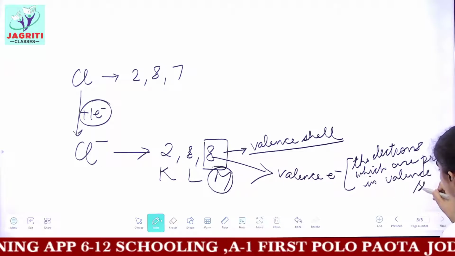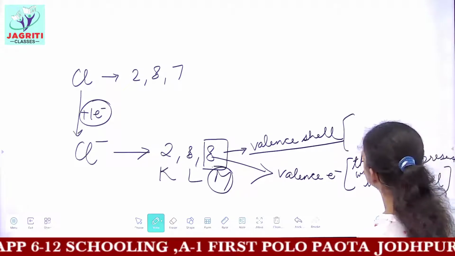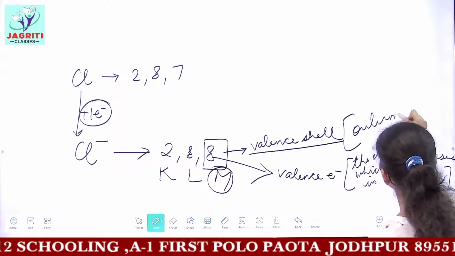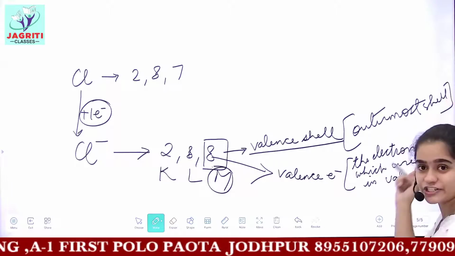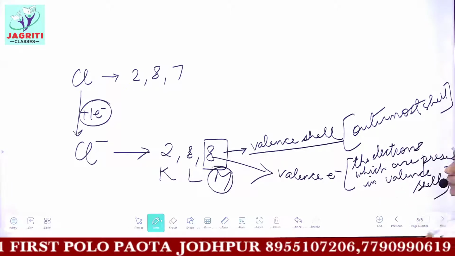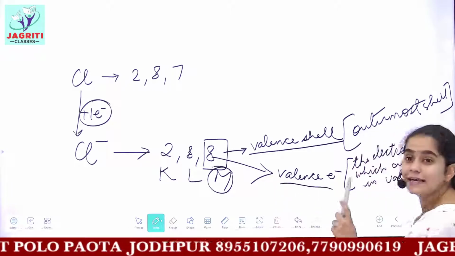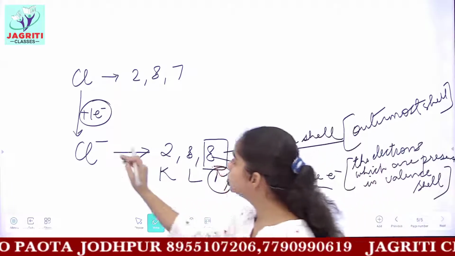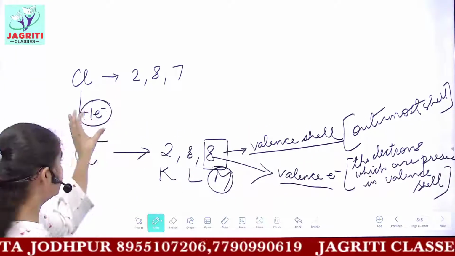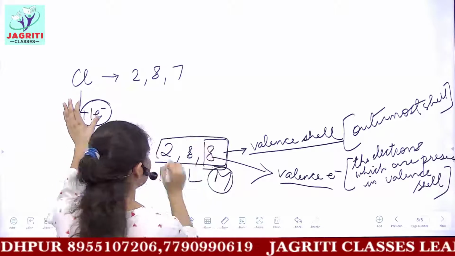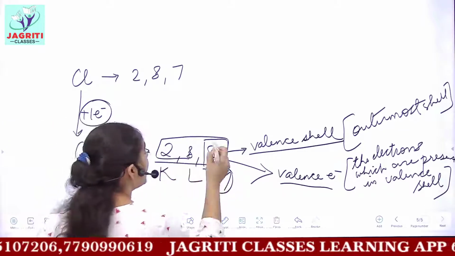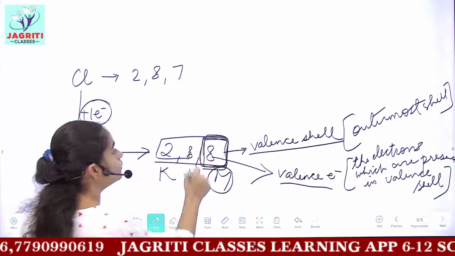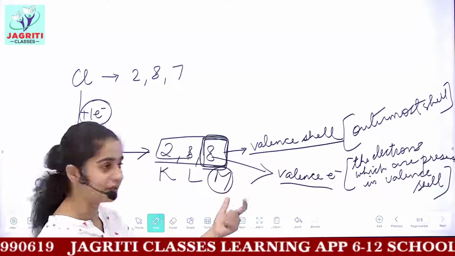Okay, and valence shell is what? Valence shell is your outermost occupied shell. The outermost shell is called the valence shell, and the electrons present in the valence shell are called valence electrons. So now this chlorine, on gaining 1 electron, according to the octet rule, becomes stable because it has a configuration of 2, 8 and 8, and the 8 electrons present in the valence shell provide stability to it.